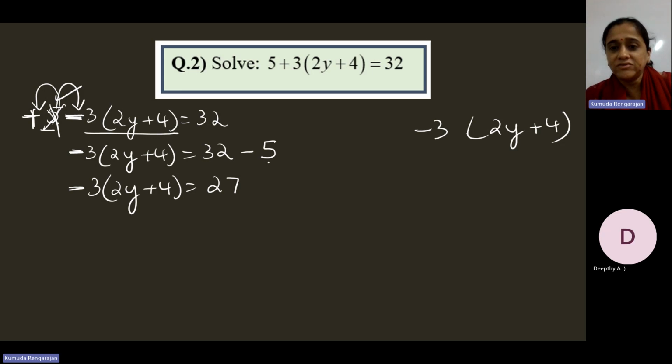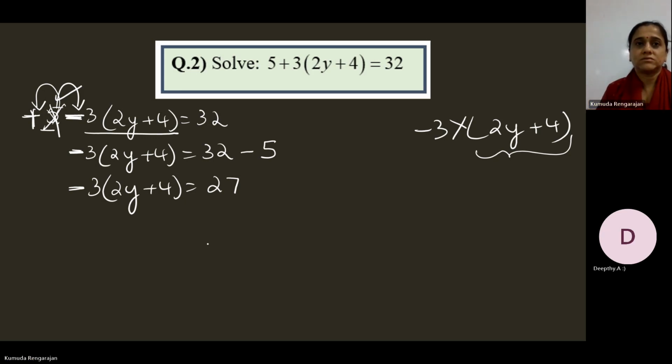You are separating minus 3 from this expression. They are connected with the multiplication sign. So minus 3 goes to the other side as minus 3 itself, but for division. Minus 3 is connected with 2y plus 4 in multiplication, right? So you are now separating minus 3 from 2y plus 4. So minus 3 goes to the other side as minus 3 only, but for division.